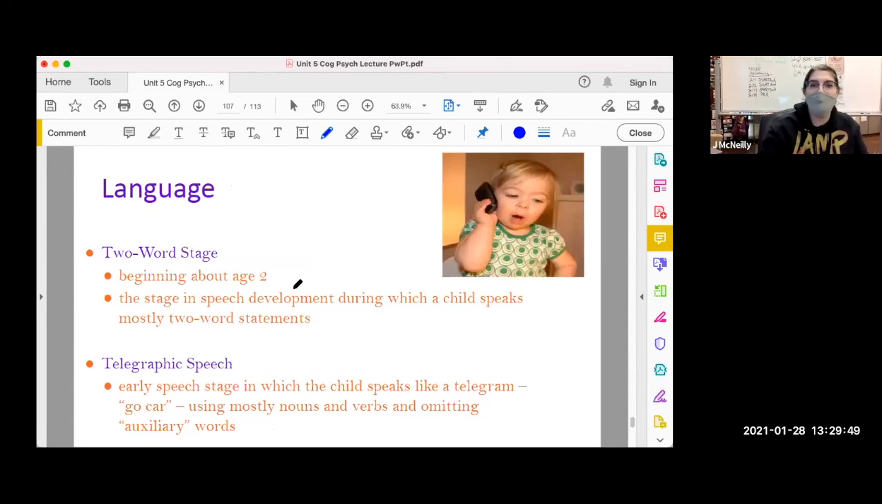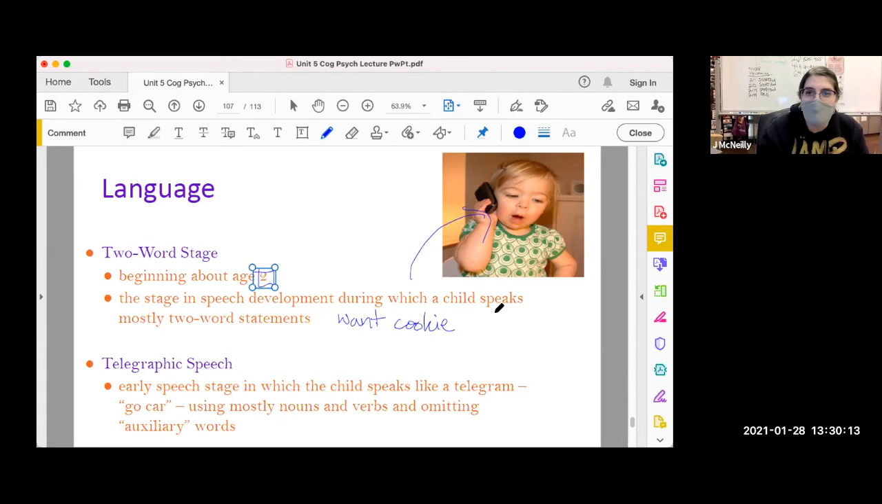All right, then the two word stage. This begins around age 2, the terrible twos, and that's when you can start speaking in almost sentences. They leave out some verbs and some nouns, but they'll say things like want cookie. That's communicating. Who wants the cookie? The kid wants the cookie. It's implied that they're talking about themselves.